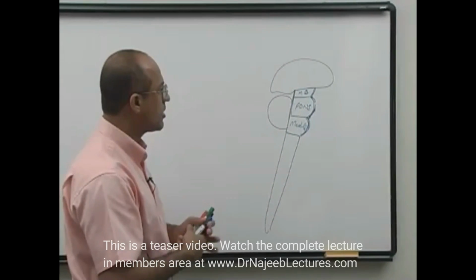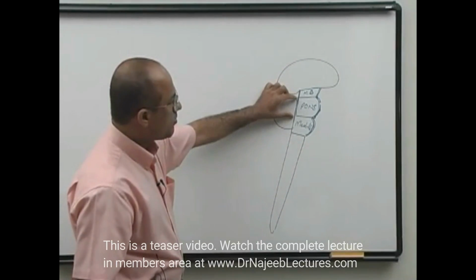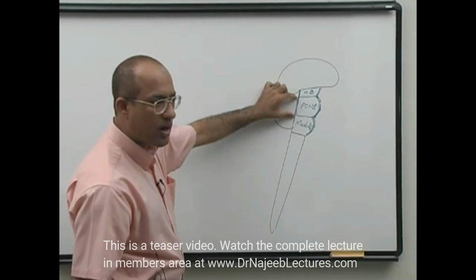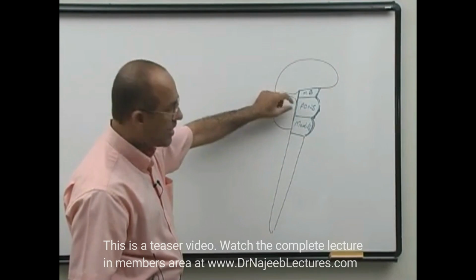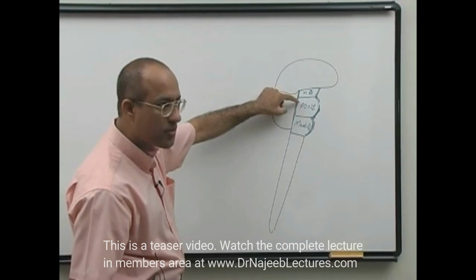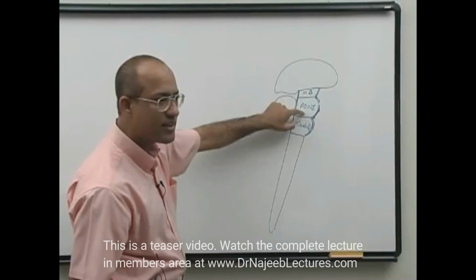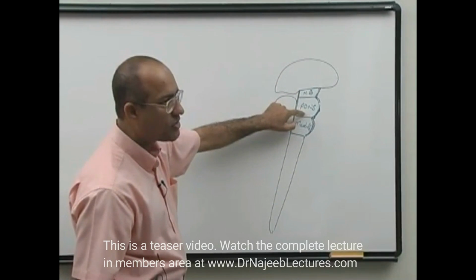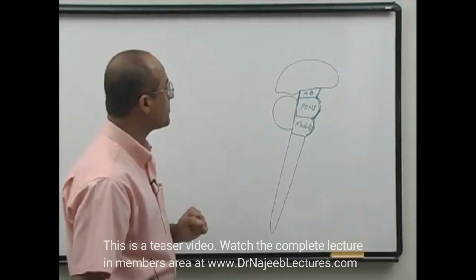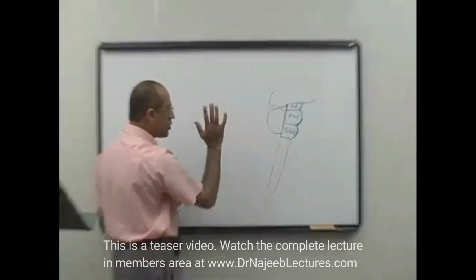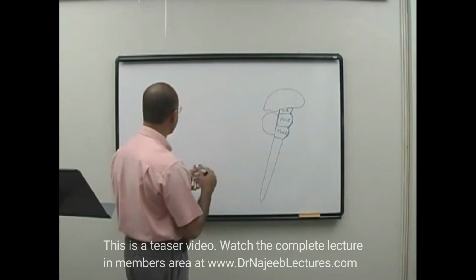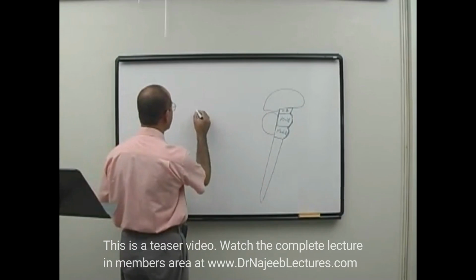Now, the pons is the part of the brainstem which is above the medulla and below the midbrain and in front of the cerebellum. Is that right? Now, this is the side view. If you look at the central nervous system from the front, how does the brainstem look?